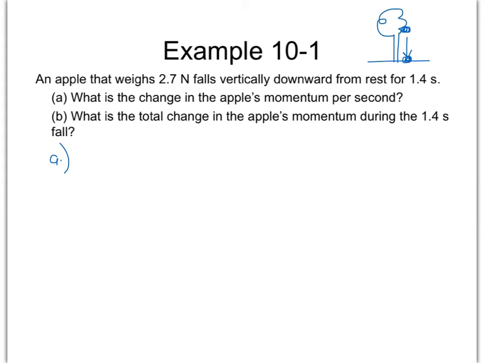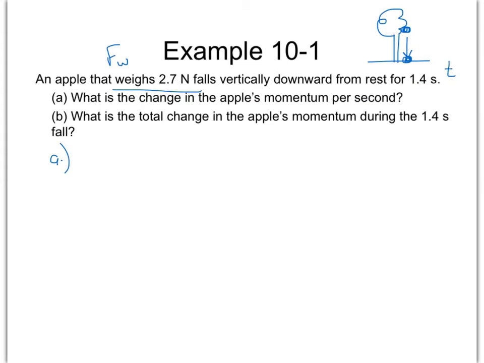It has, I want to say it has a mass, but it doesn't. It has a weight of 2.7 newtons, all right? So that is really the weight force, right? That is mass times the acceleration of gravity. That is mg right there. So that's the weight force. And it falls vertically downward from rest for 1.4 seconds. So that is our time right there. So the question is, what is the change in the apple's momentum per second?